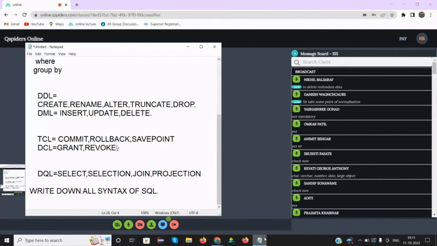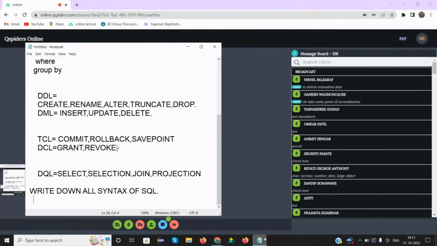So there are four forms of normalization: first NF, second NF, third NF, and BCNF. What is in the first normal form? There should be no repetitive data or redundancy, and cells should be single valued. These are the rules for first NF. What are the rules for second NF? The table should be in first NF, and there should not be a partial functional dependency.